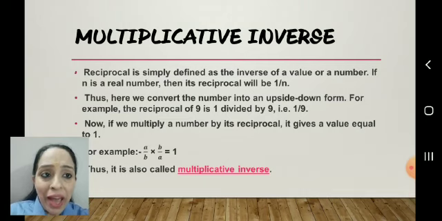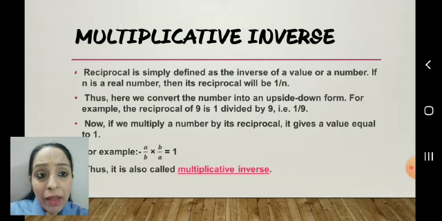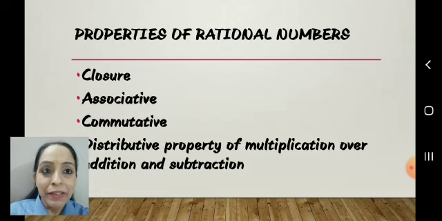When we multiply a number by its reciprocal, it gives a value equal to 1. Suppose I give here the example a upon b. What is the reciprocal or multiplicative inverse of a upon b? That is b upon a. And I multiply both of them. What does it come to? 1. Thus, it is also called multiplicative inverse.